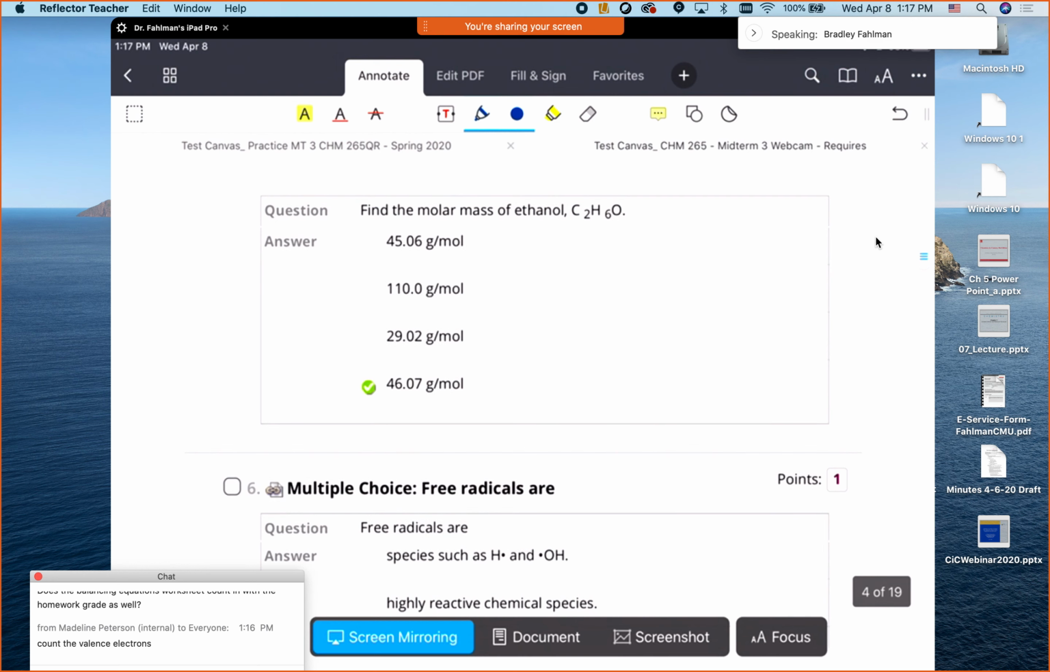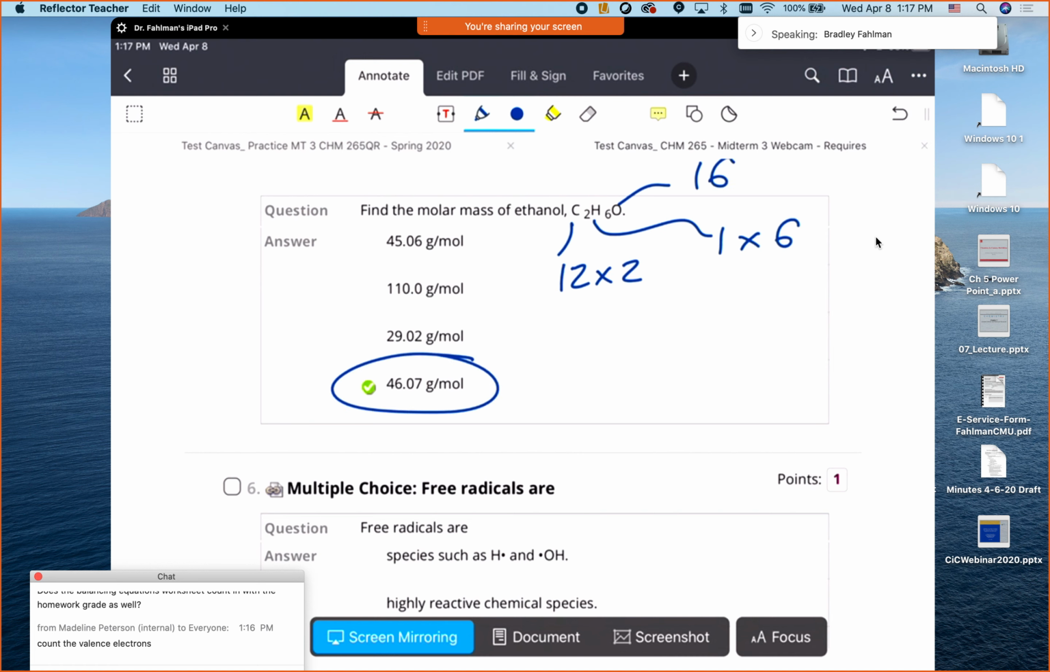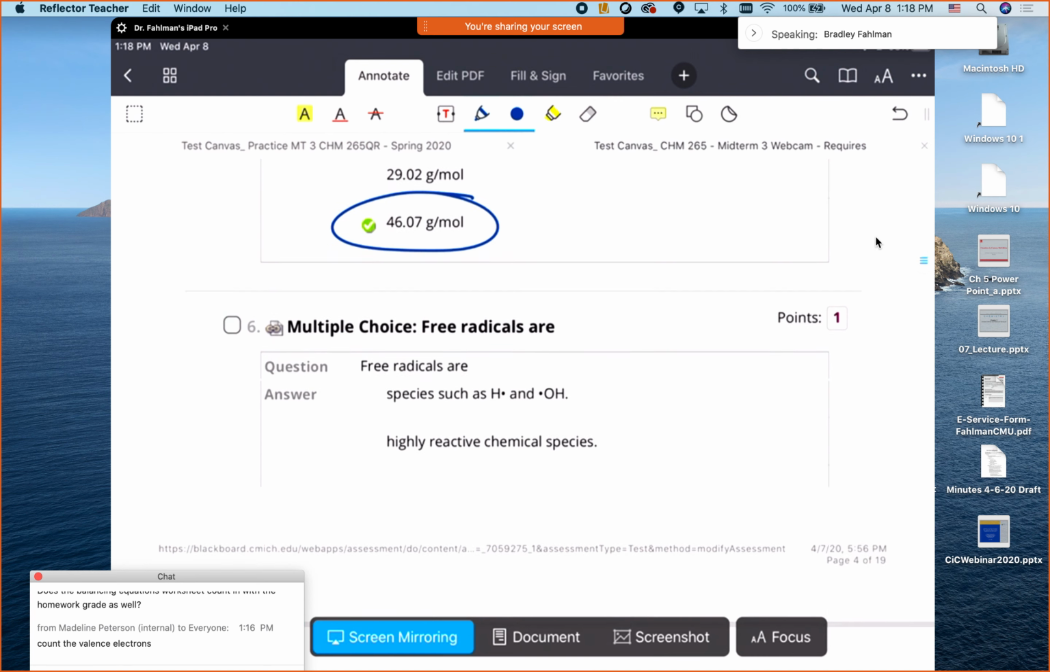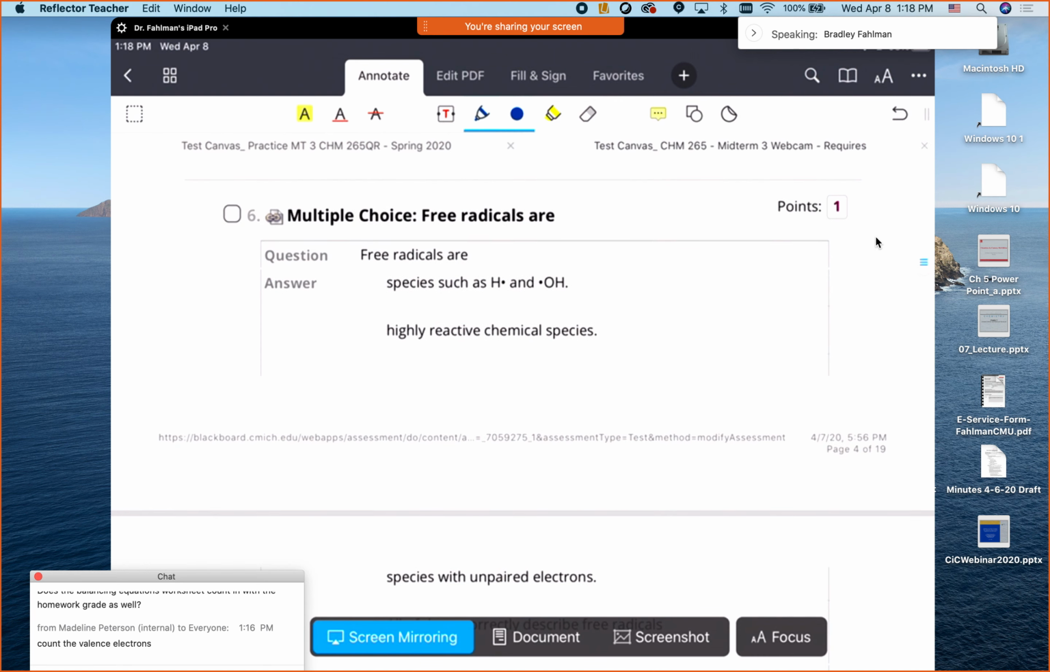Okay, then the molar mass of ethanol, so you're just adding these up. So you've got 12 times 2, 1 times 6, and then another 16. Okay, so that adds up to 46.1-ish. Okay, so 16, 6, and another 24. So that's 46. Okay. This is just kind of a definition.